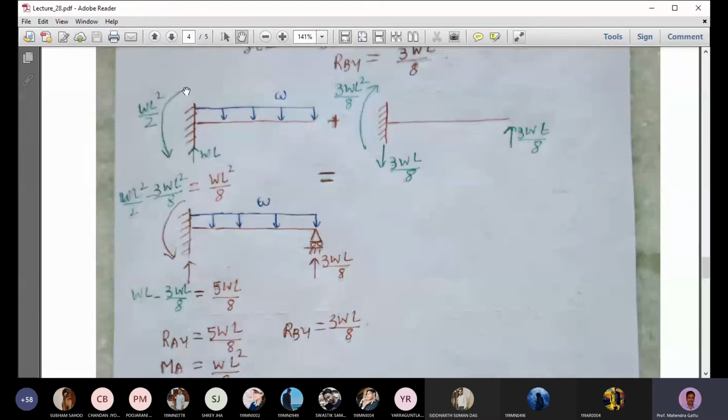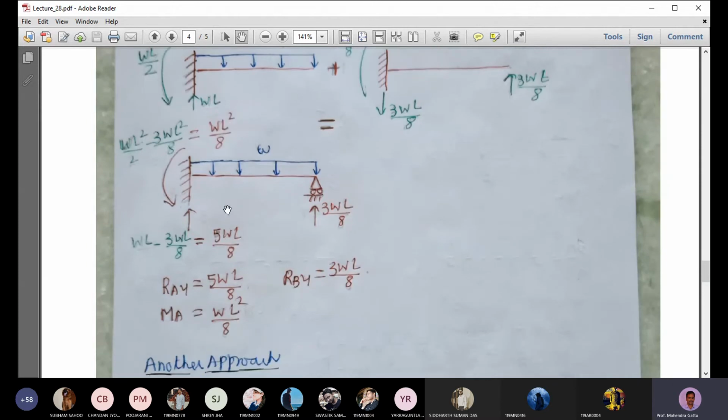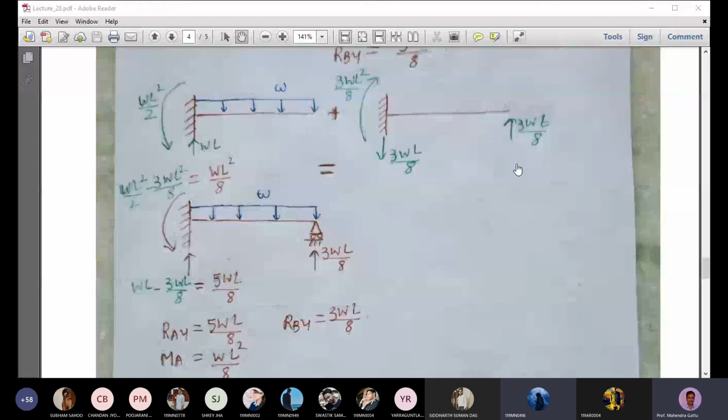And the moment also we can sum up. WL square by 2 is acting in the anti-clockwise direction, and 3 WL square by 8 is acting in the clockwise direction. So we put the arrow in the anti-clockwise direction, and it is WL square by 2 minus 3 WL square by 8. So that value is WL square by 8. We have found RAX is 0. So we have found all the reactions here. RAY is 5 WL by 8, RBY is 3 WL by 8, and MA is WL square by 8. So this is a simple application of the method of superposition.